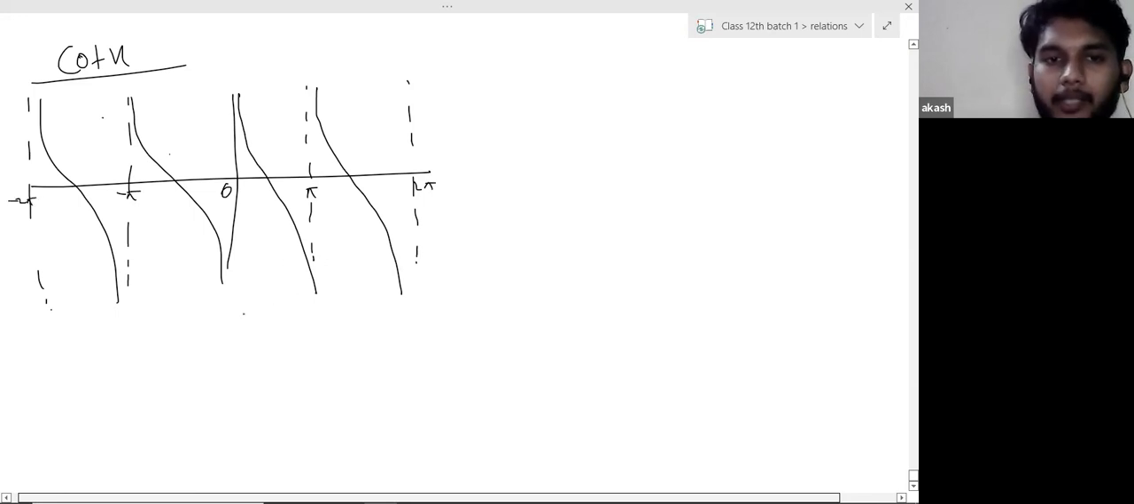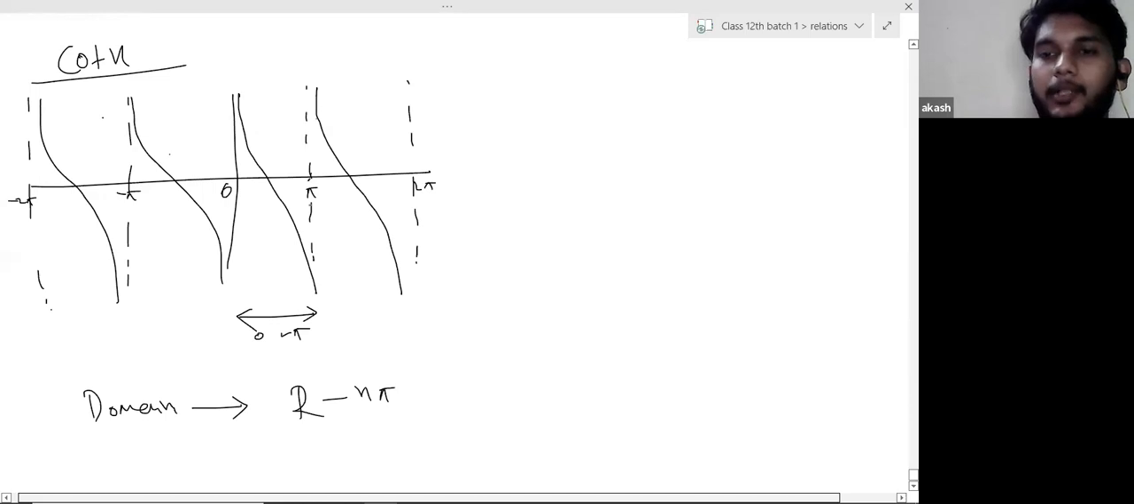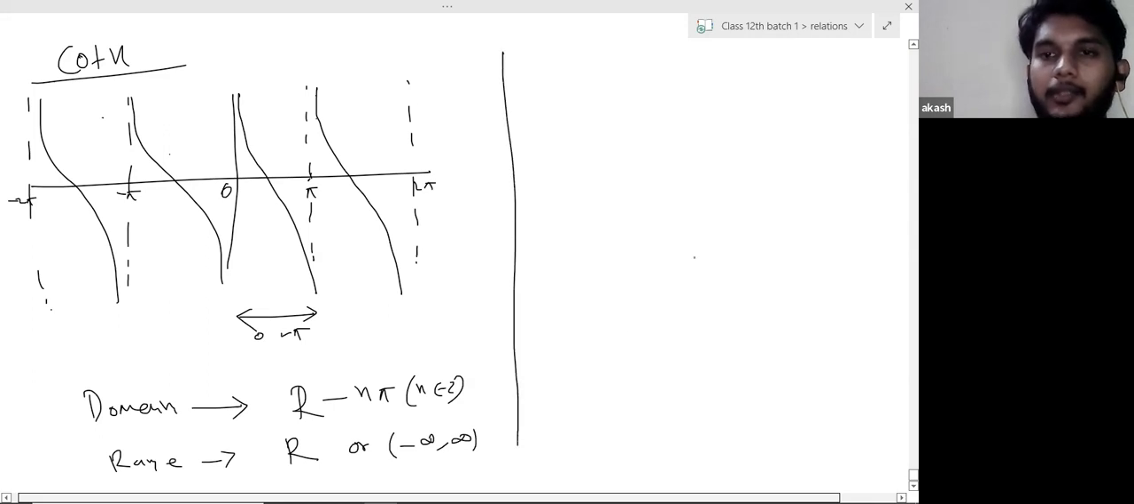All right. So we restrict the graph to 0 to pi. But domain of cot x is all real numbers except n pi, right? If you put multiples of pi, that will become infinite or minus infinite. So that is not defined here. So n belongs to Z. We cannot put n pi. Range is R, or we can say minus infinite to infinite. All right.